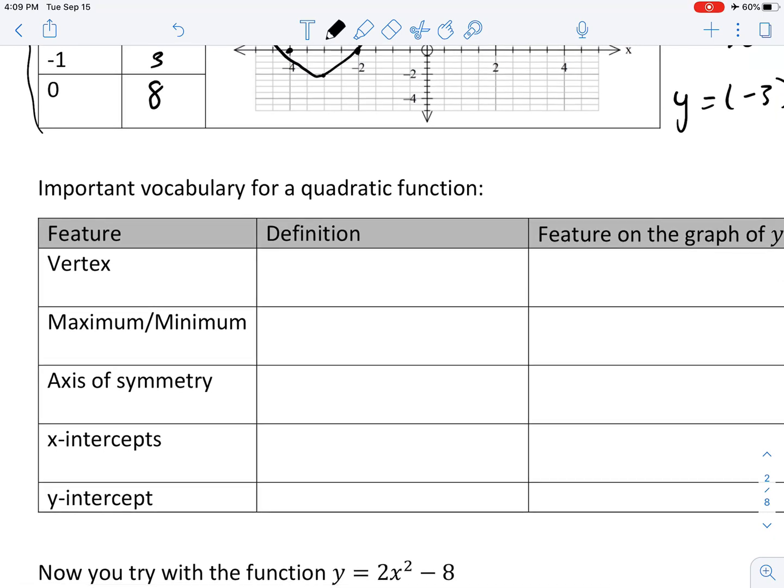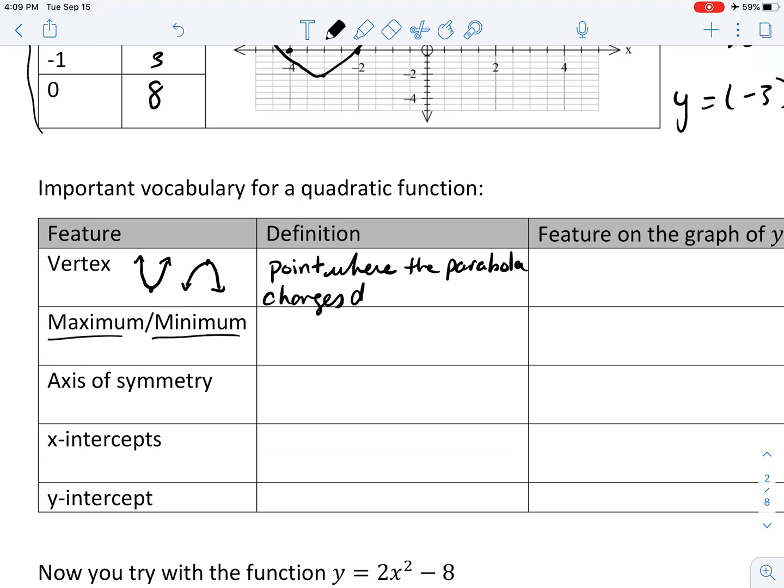So the first thing is the vertex. And the vertex is either a maximum or a minimum. So if I think of this upward facing u, it's that point right there. If I have a downward facing u, it's that point right there. And it is the point where the parabola changes direction. Remember, the parabola is the name of our graph. This type of graph is called a parabola. Changes direction.